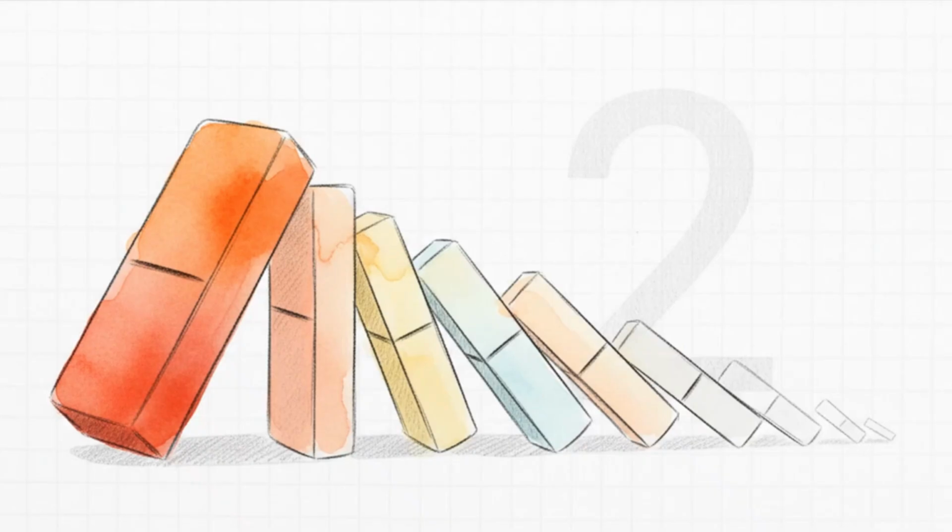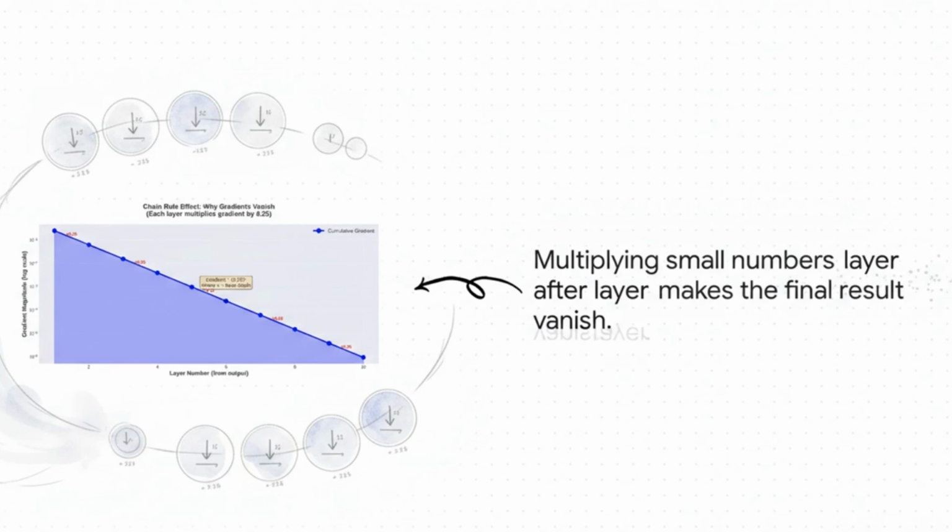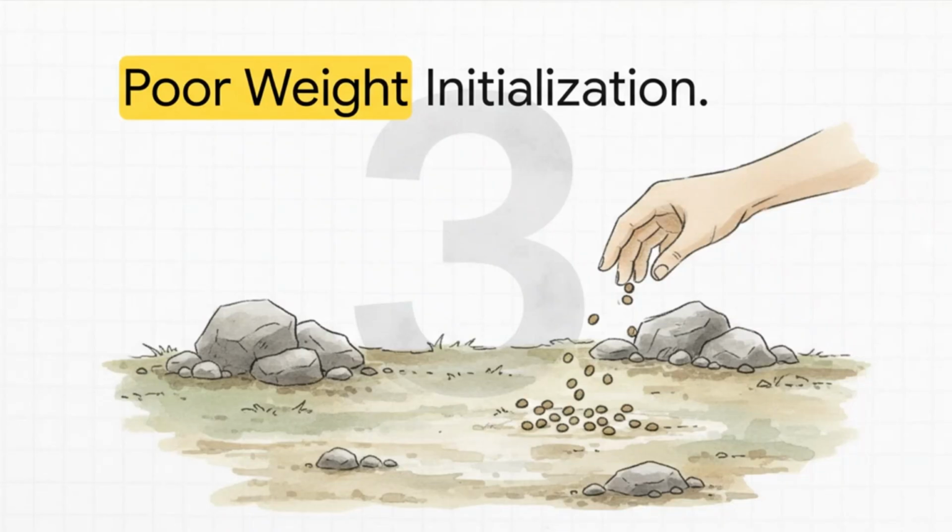All right, culprit number two comes from basic calculus. It's the chain rule, and it's a real killer here. Think about it. You multiply a bunch of small numbers together and the result gets tiny, fast. It vanishes. And our final culprit?